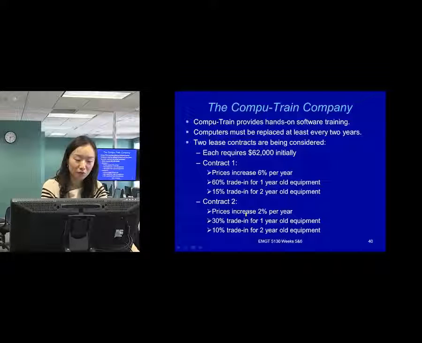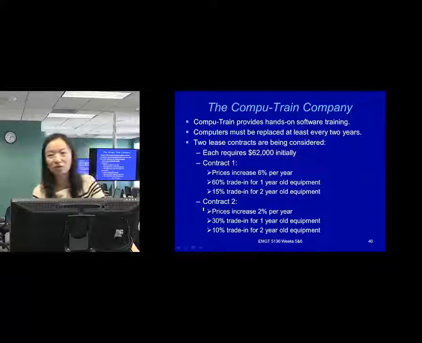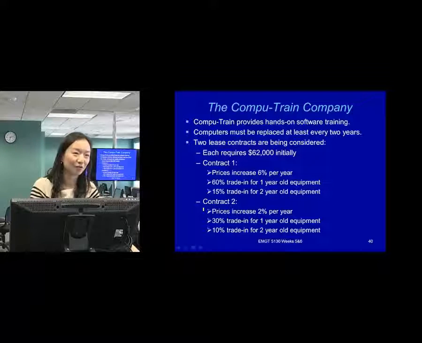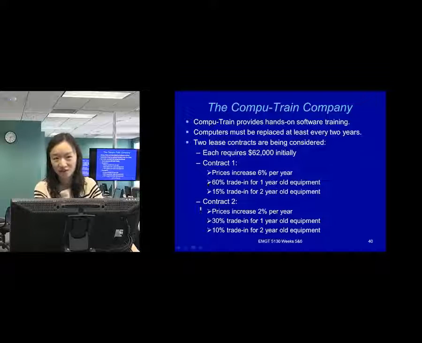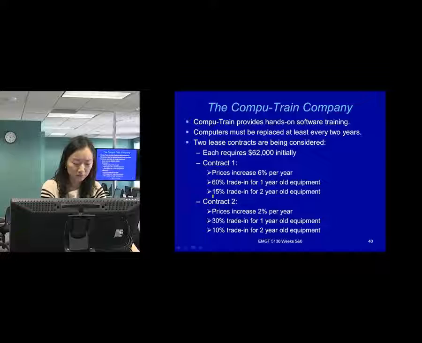The first thing we want to do is to figure out what's the optimal way to go under each contract. Once we find the optimal way to go, we compare the optimal of both, and then we decide which contract to go with. What's the goal? What's the objective? Minimize the cost, right? So he wants to find the minimum of the minimum costs of both contracts.